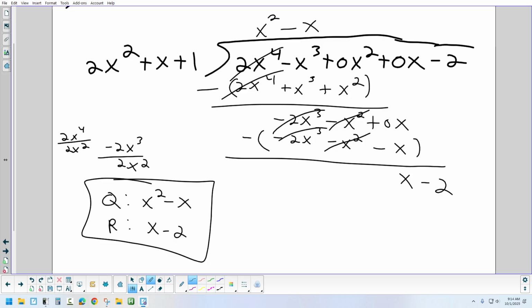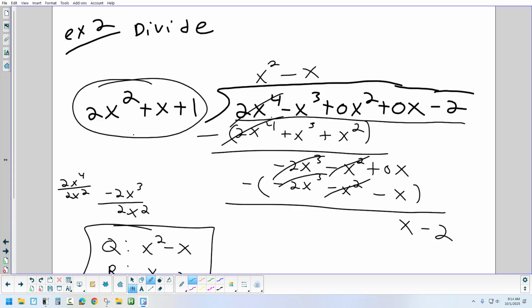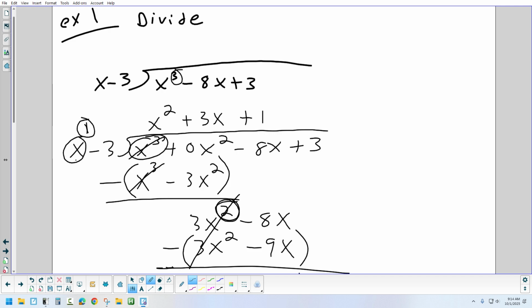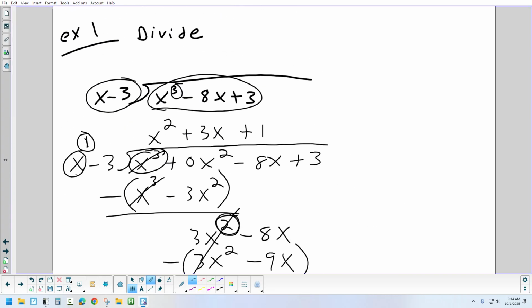Any question on that? So now, if I asked you to factor this problem right here, would you say that this is a factor of that? No? How come? Because there's a remainder. We didn't get a remainder of 0. Same thing here. If you were trying to factor this, that is not one of the factors, and I know that because I got a remainder of 6. If something has a remainder when you divide it, it's not a factor.